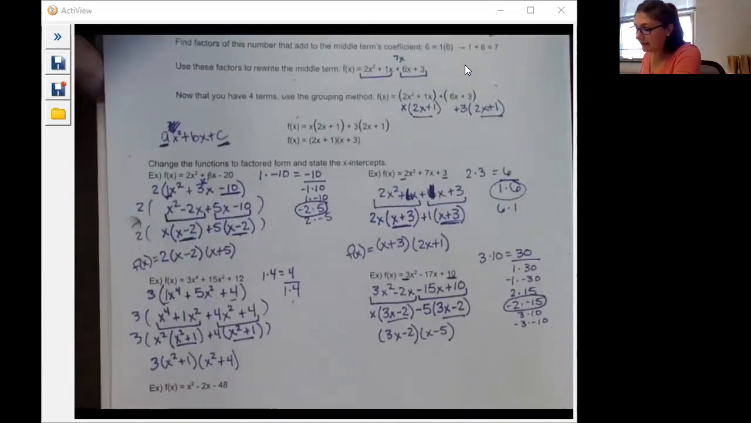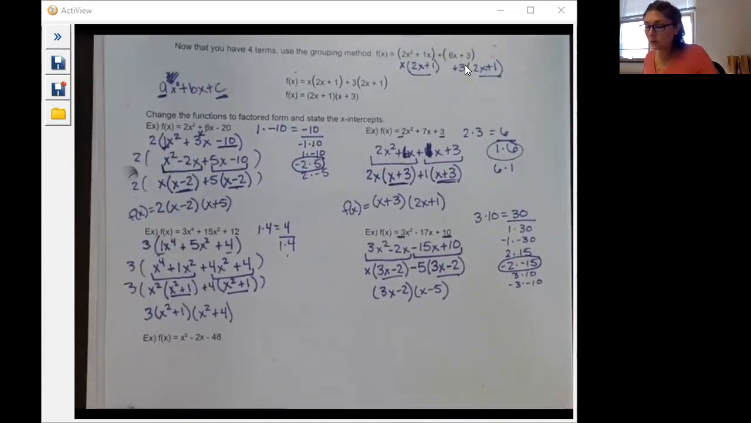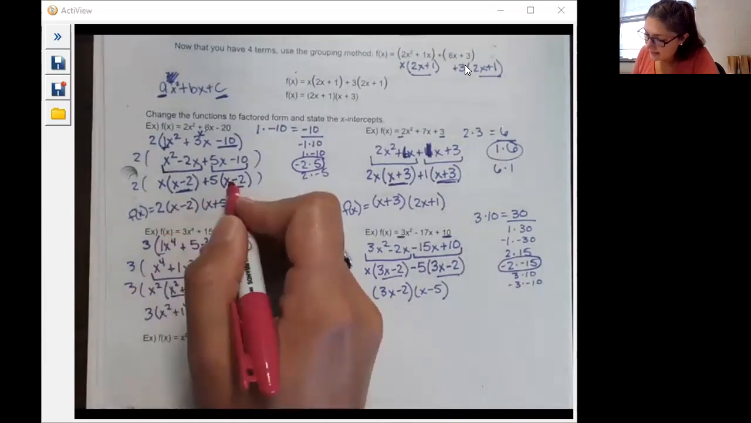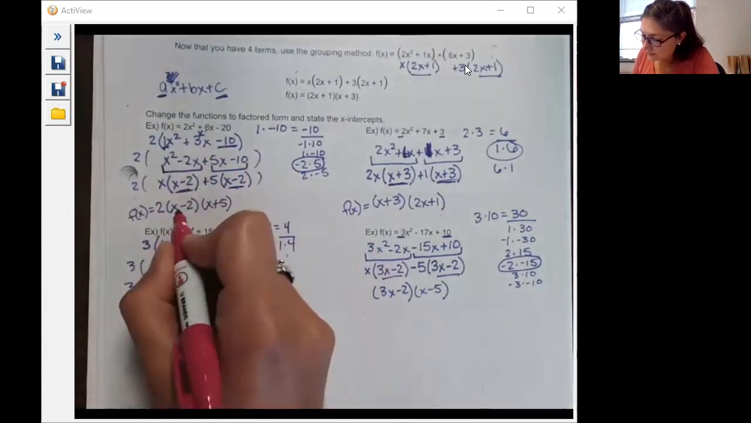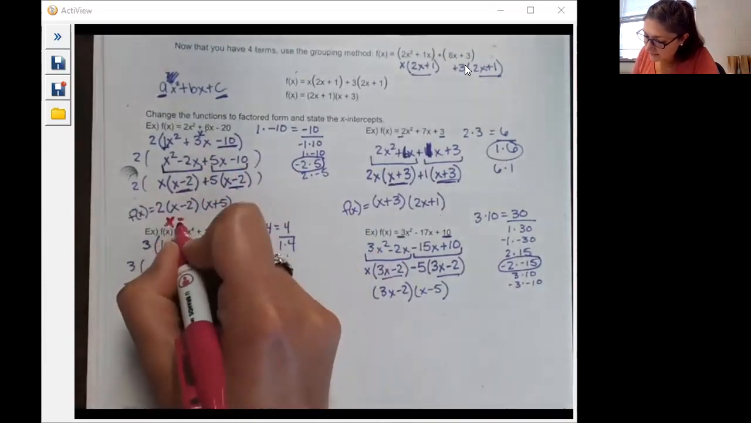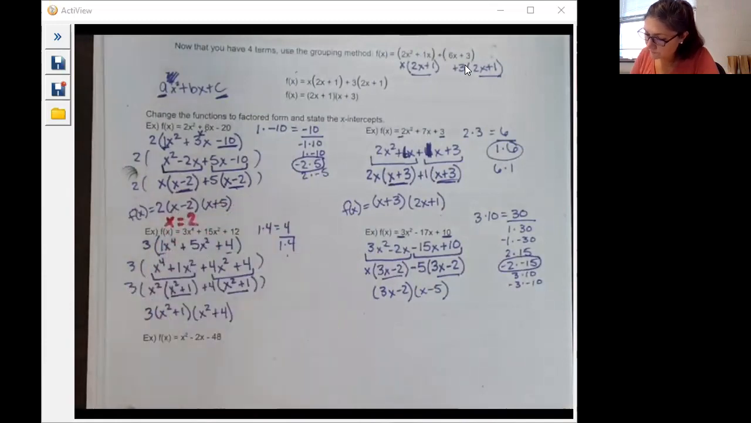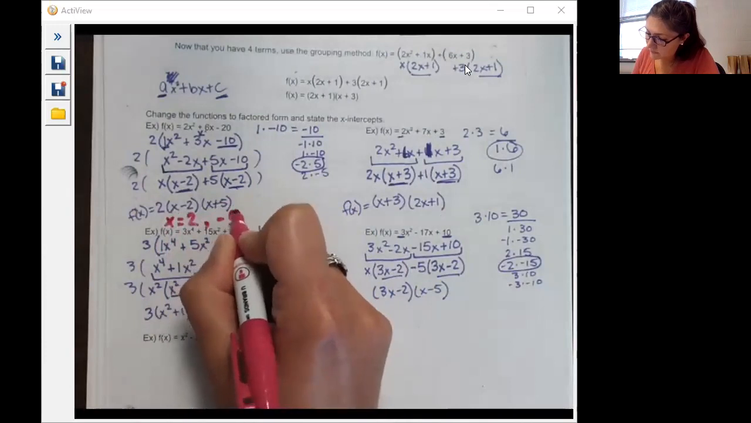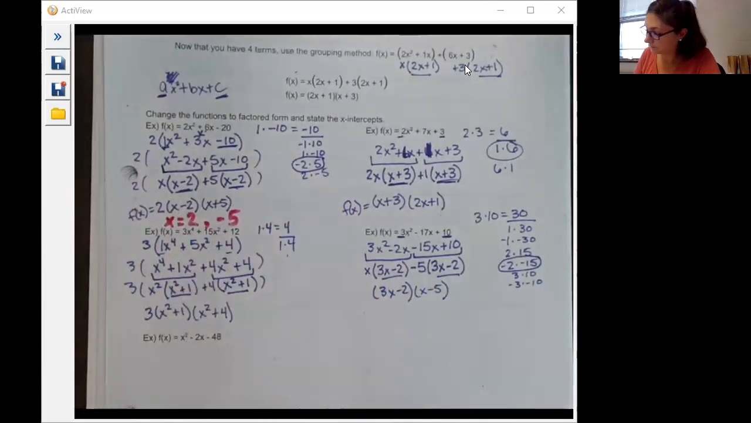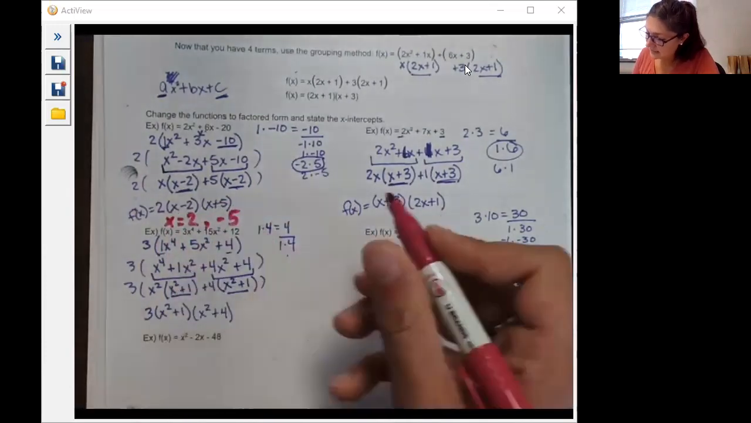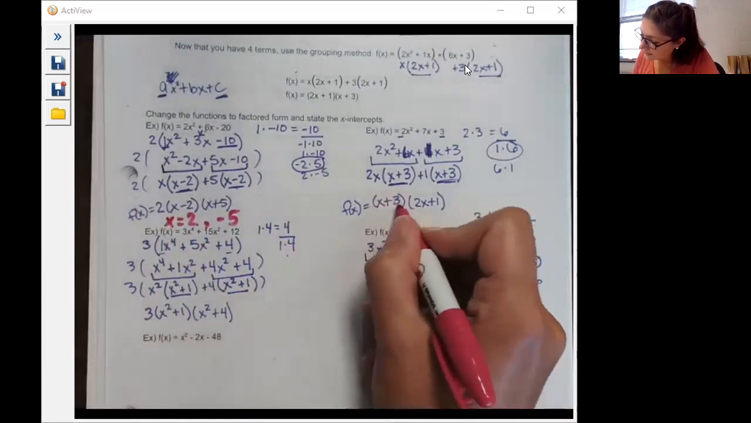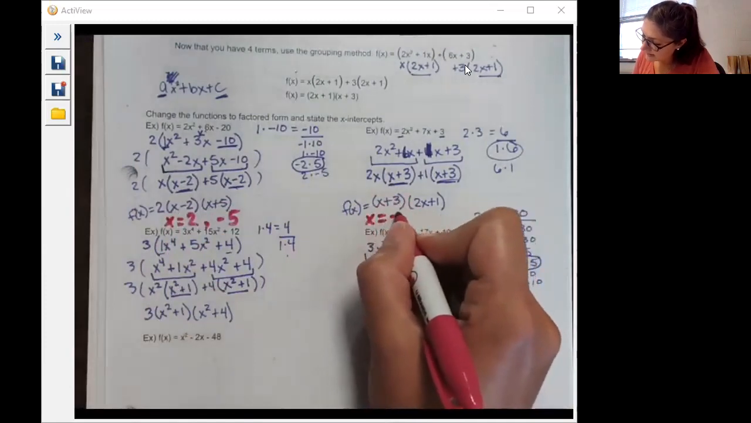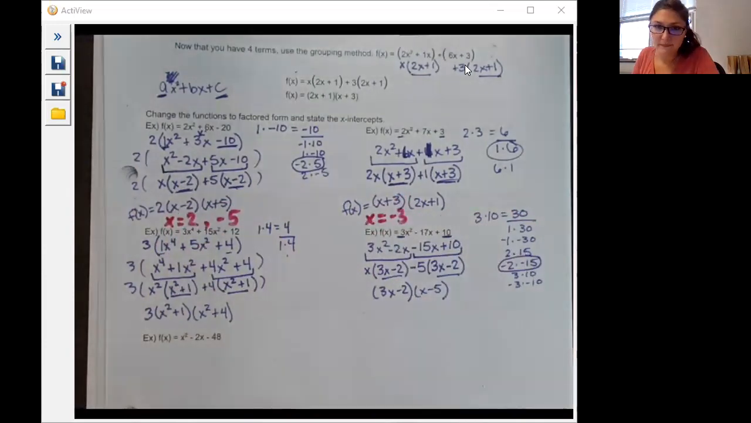Same idea. Again, this should look familiar from your notes. So the last thing we're going to look at is finding those x-intercepts. So if I take a look at my first example here, x minus 2 is going to give me an x-intercept of positive 2. And then x plus 5 would give me an x-intercept of negative 5. For my next problem, x plus 3 means I have an x-intercept at negative 3.